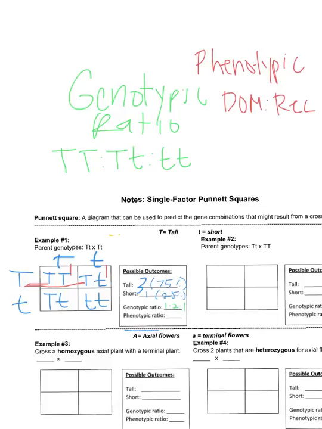So how many show up with the dominant trait over here, at least having 1 capital T? 1, 2, 3. So we'll write that down. We've got 3. And how many show up with the recessive appearance? 1. So our ratio is 3 to 1. Okay. Next problem. Let's head over here. We're going to run through this one pretty quick.